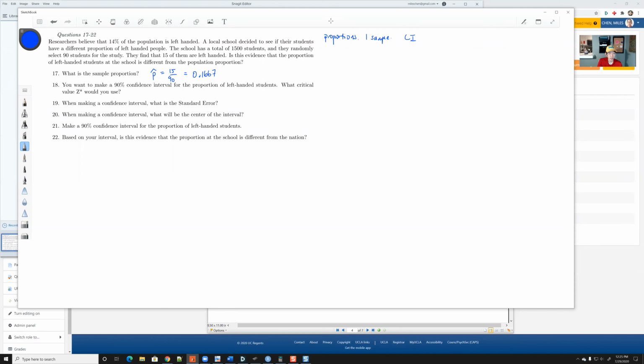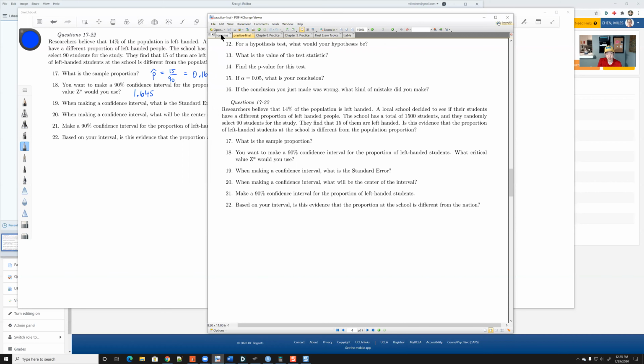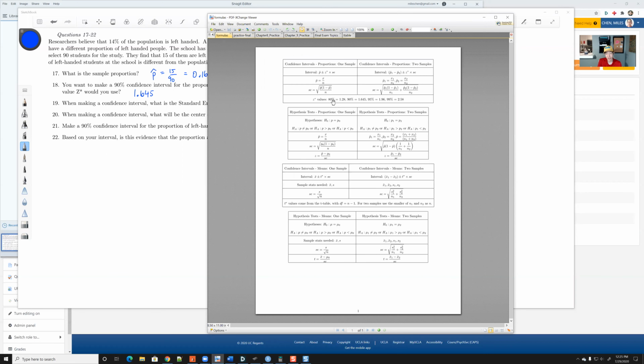Okay, you want to make a 90% confidence interval. What critical value z star would you use? For a 90% confidence interval, you just kind of need to look at your table, and that's going to be 1.645. I actually provide these in the formula sheet. 80% is 1.28, 90% is 1.645, 95 is 1.96, and 99 is 2.58. So these are provided here.